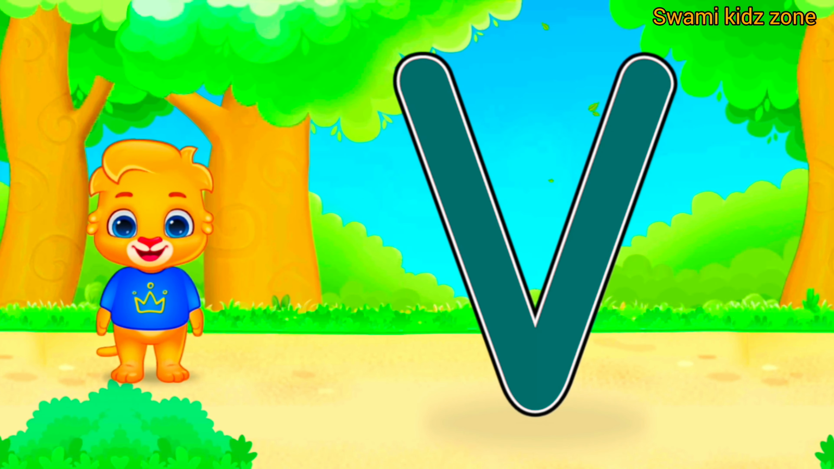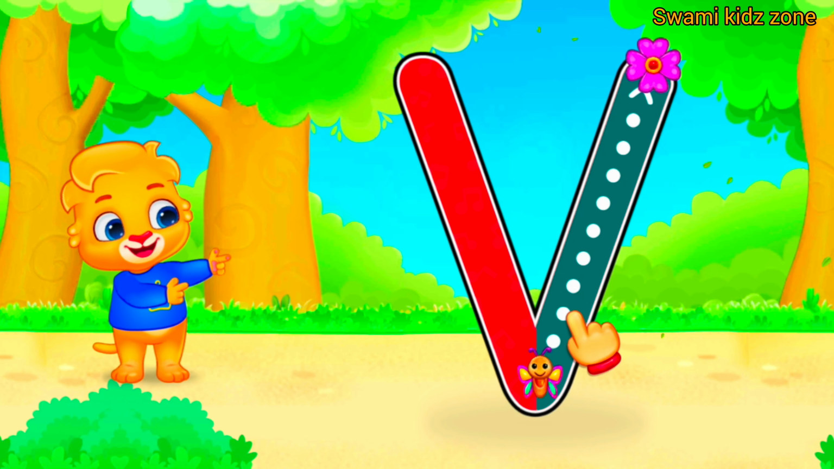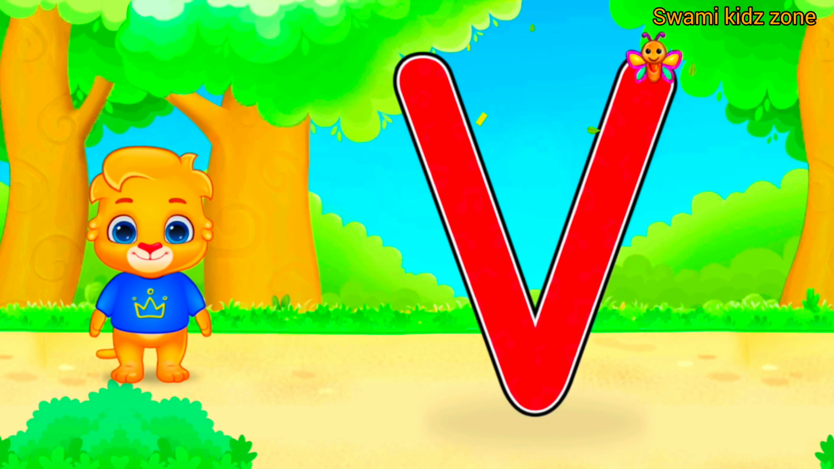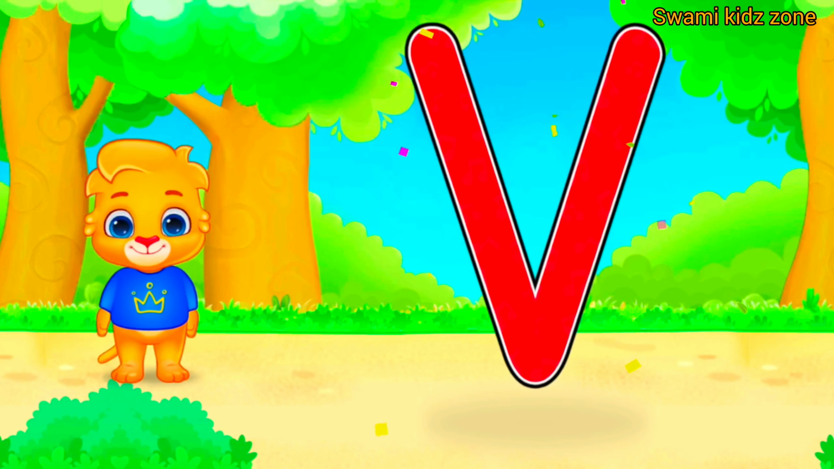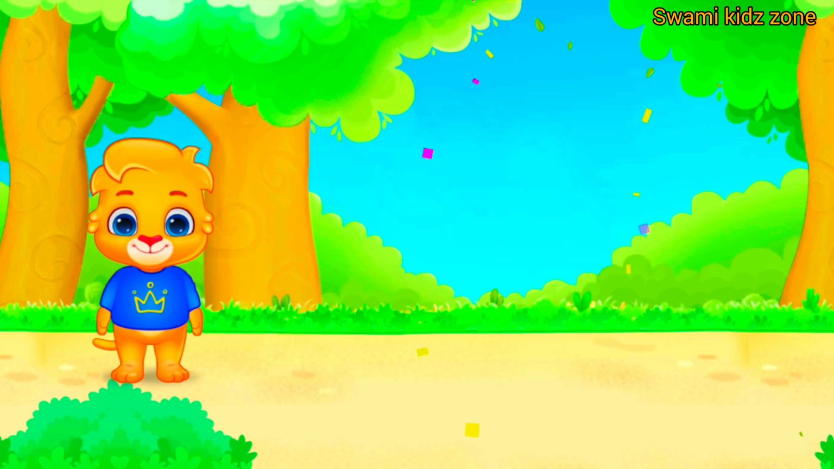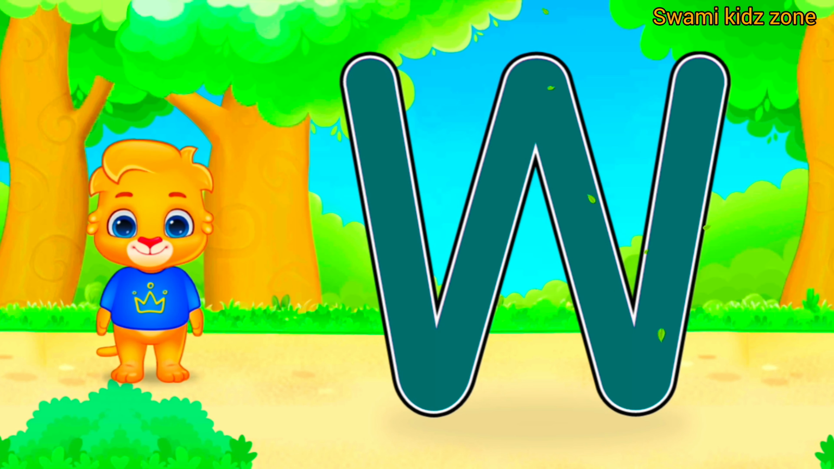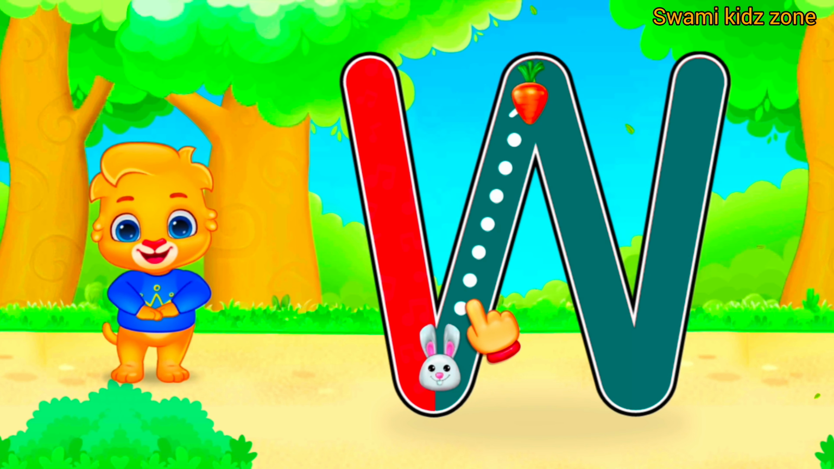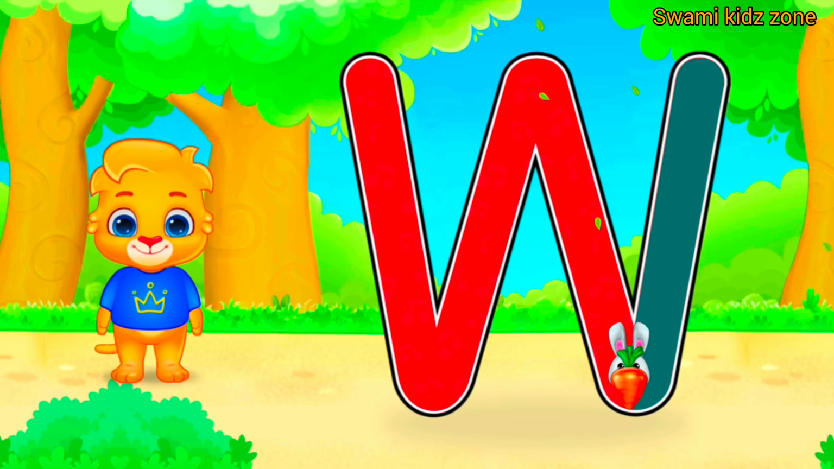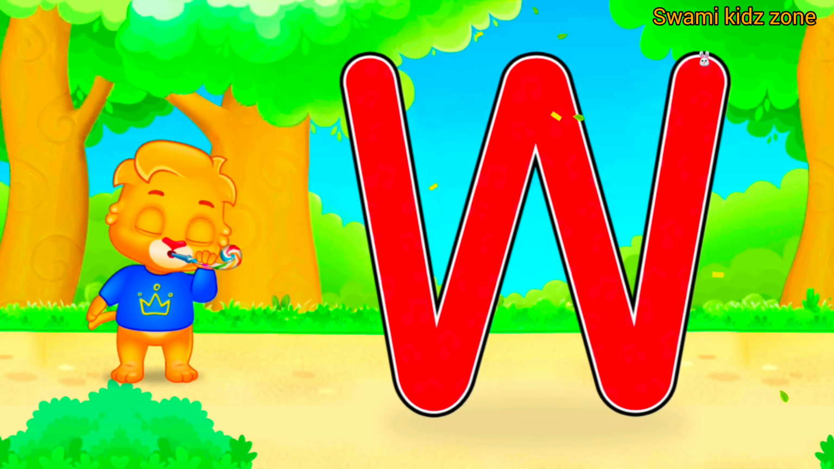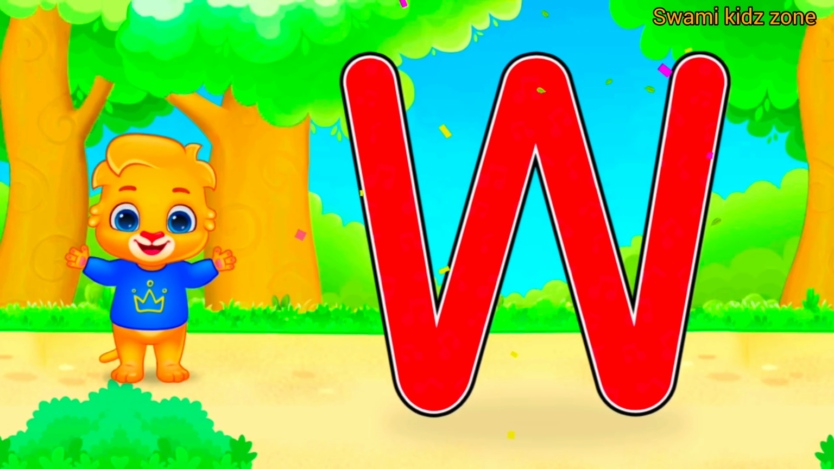A है V. It sounds v v v. V for van. A है W. It sounds v v v. W for watch.